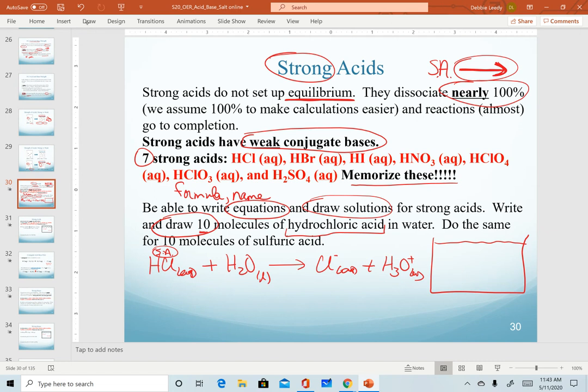So again, if I start with 10 molecules of HCl, since this is going to completion and it dissociates in a 1-to-1 ratio, it means my HCl is going to completely dissociate, and all that's left in solution are my 10 hydronium ions and my 10 chloride ions. And so it's perfectly okay to use coefficients in your drawings.